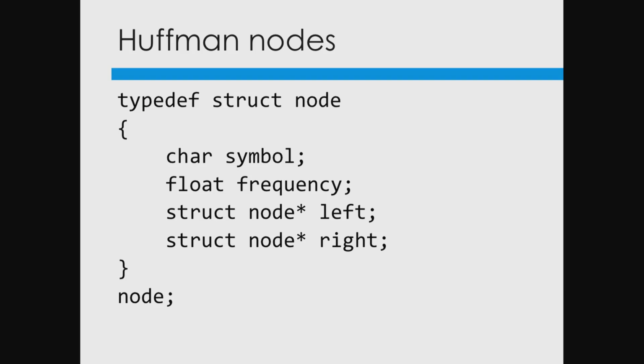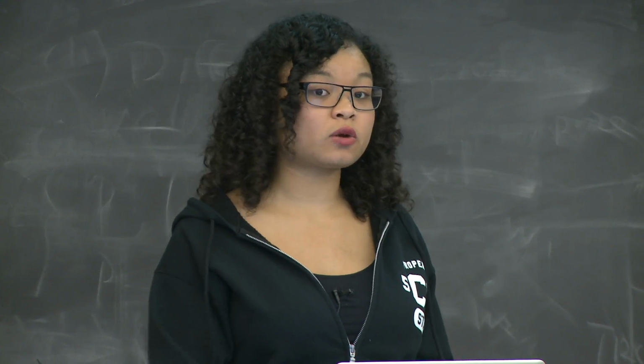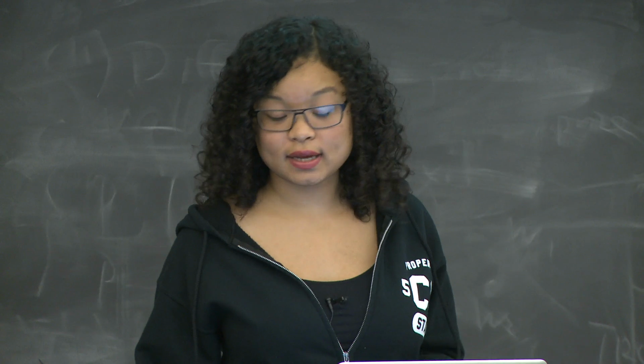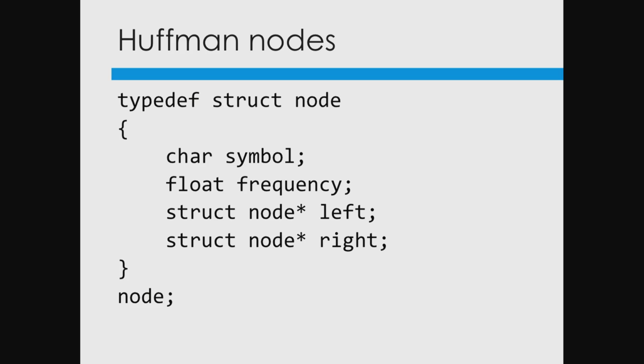So the leaves, which are at the very bottom, would also have node pointers to their left and to their right, but since those values aren't pointing to actual nodes, what would their value be? Null, exactly. And so here's an example of how you might represent the frequency in floats, but we're going to be dealing with it with integers. So all I did is change the data type there.